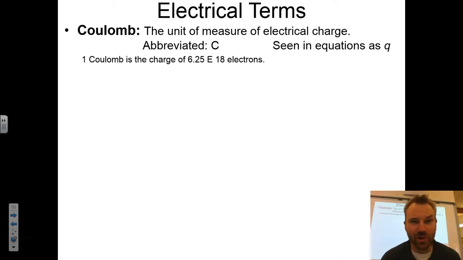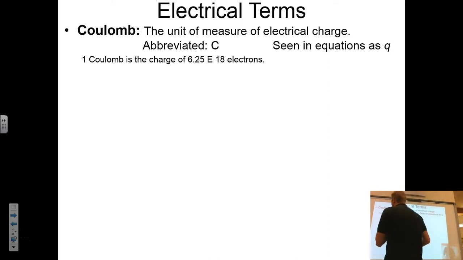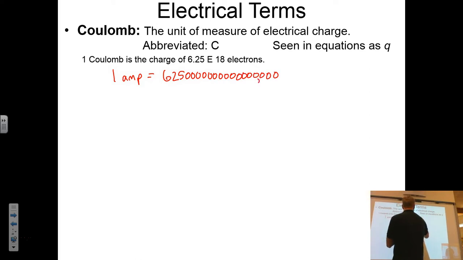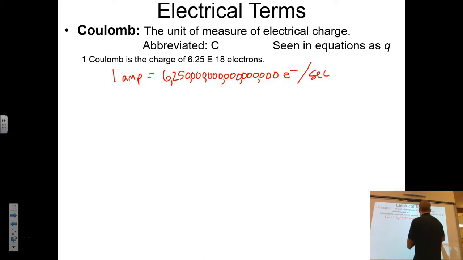When he was talking about coulombs, he said every coulomb that goes by in 1 second, that's an insanely large amount of electrons. He omits that, but if you wanted to actually figure out what 1 amp is, 1 amp is this many... There are this many electrons flowing per second, and that equals an amp, and that's just an insanely large amount.